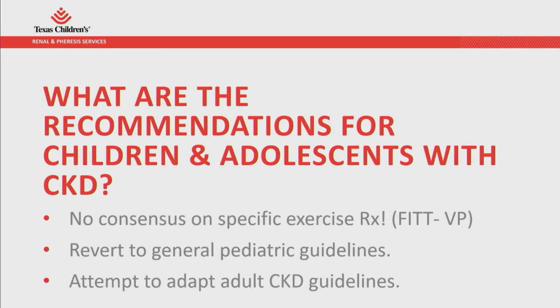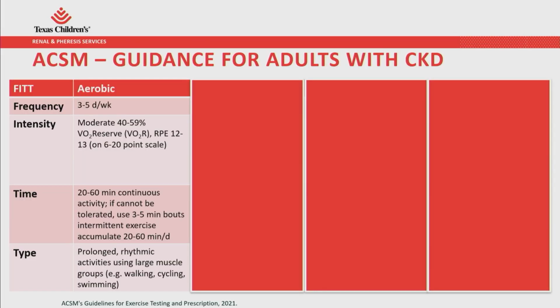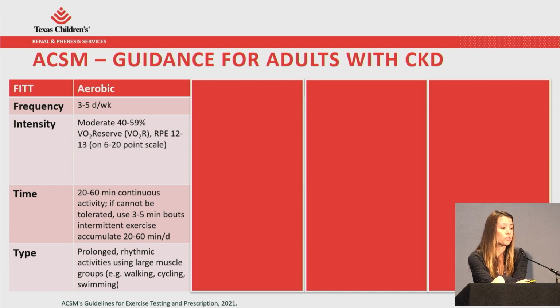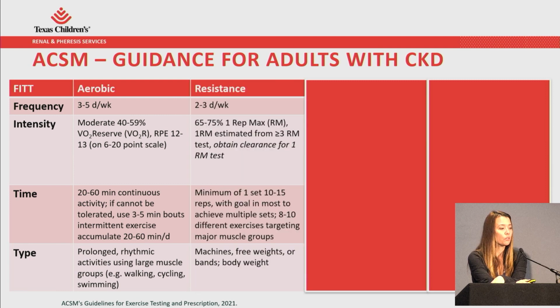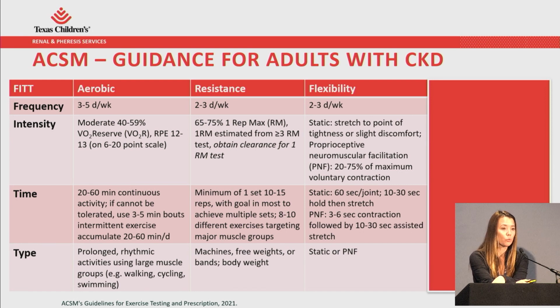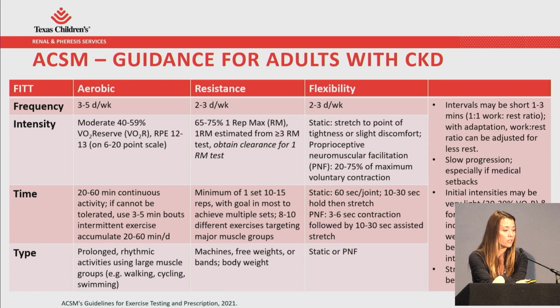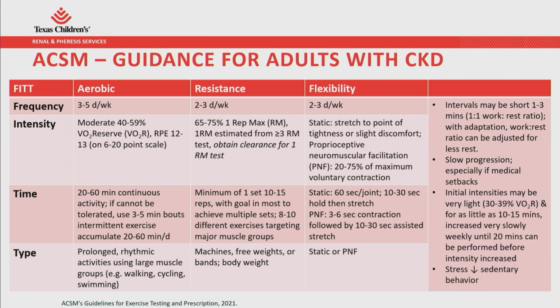So you could just revert to general pediatric guidelines, or you could attempt to adopt some adult CKD guidelines. So what do those look like? This is from the American College of Sports Medicine. Generally, you're trying to achieve normal guidance of healthy individuals, but you have to progressively work up to it, right? So you start at lower intensities and lower amounts, and you slowly work up. The key issue they usually identify, aside from starting at lower intensities, is that for resistance training, it's not recommended that you do exercise testing at 1 rep max because of fracture risk, and you estimate based on 3 rep max.